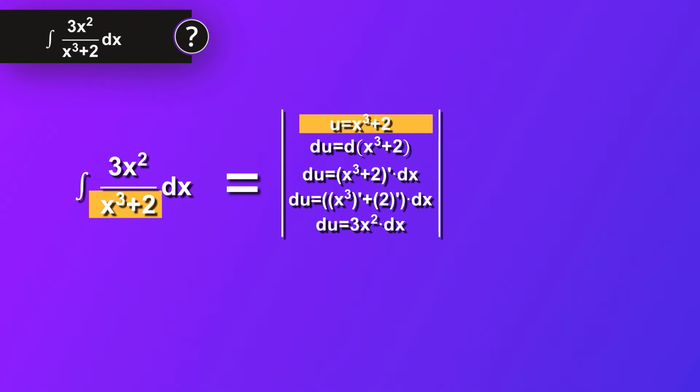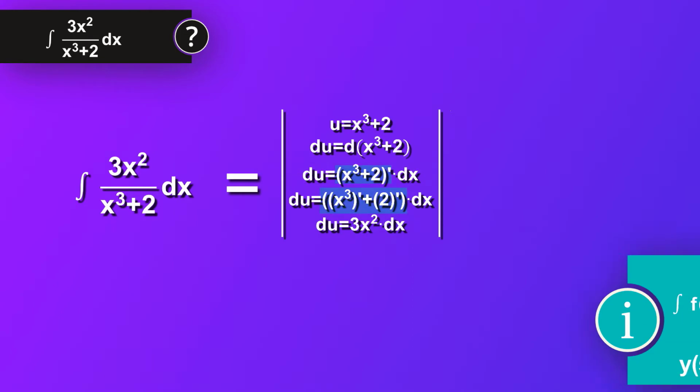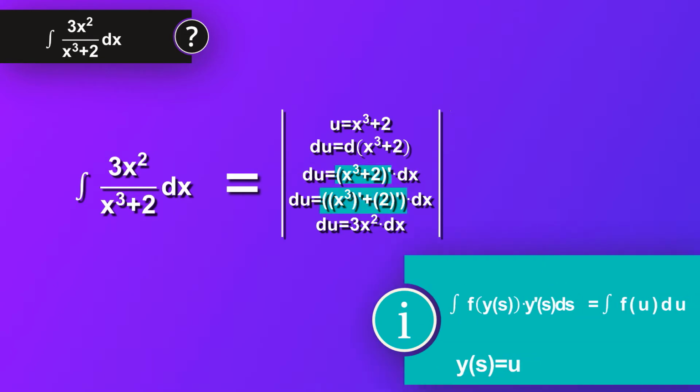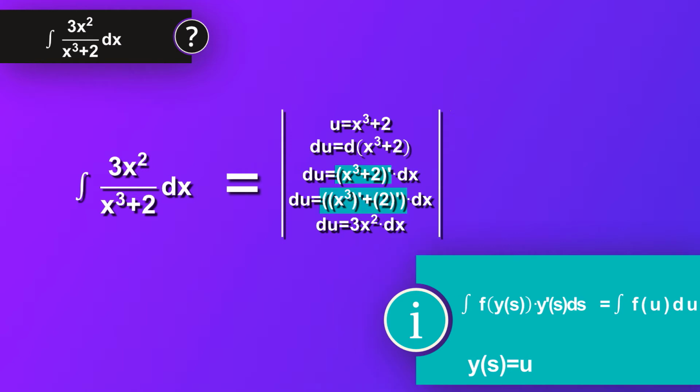We also have to know what the derivative of u is. So we write the derivative of u equals d of x cubed plus 2. So we've got du is equal to the derivative of x cubed plus 2 multiplied by dx. From rules that we can apply to derivatives, we know that the derivative of x cubed plus 2 equals the derivative of x cubed plus the derivative of 2. And the whole expression is multiplied by dx.